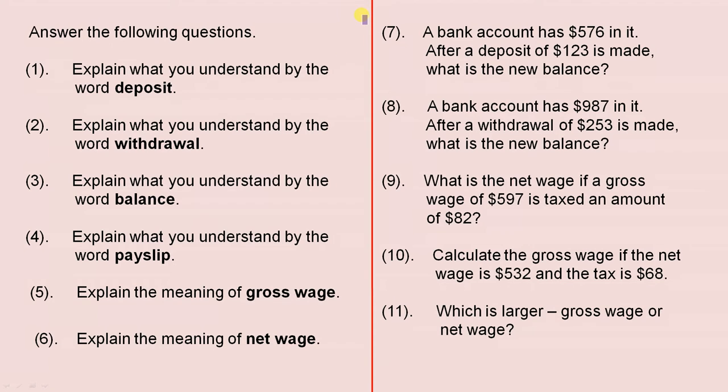Answer the following questions. Number 1. Explain what you understand by the word deposit. Number 2. Explain what you understand by the word withdrawal. Number 3. Explain what you understand by the word balance. Number 4. Explain what you understand by the word payslip. Number 5. Explain the meaning of gross wage. Number 6. Explain the meaning of net wage.